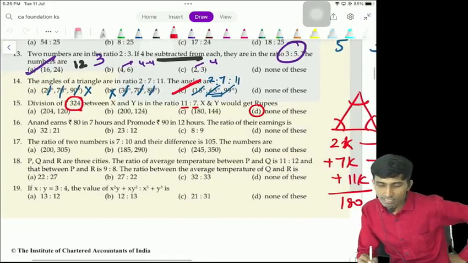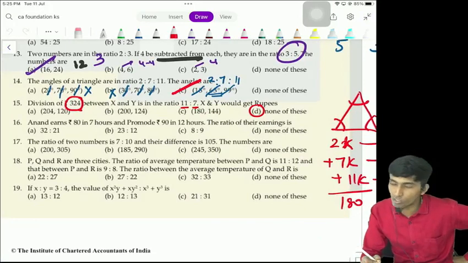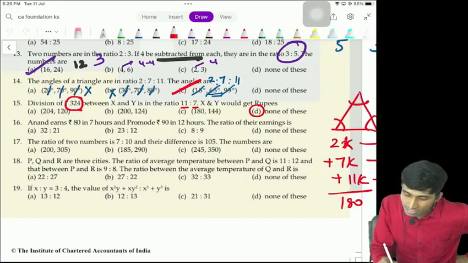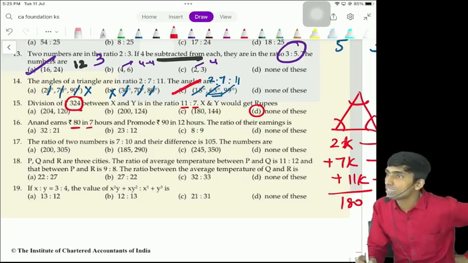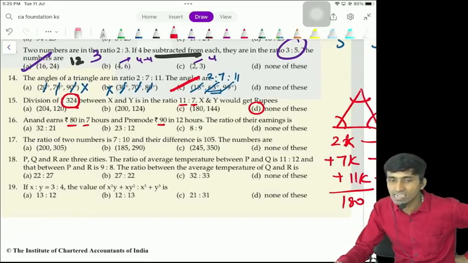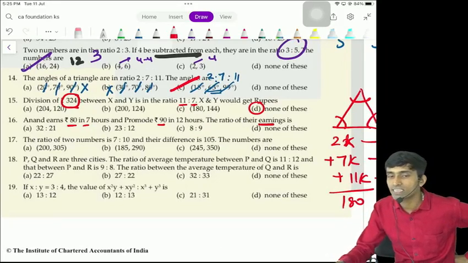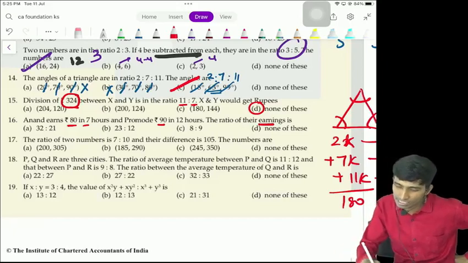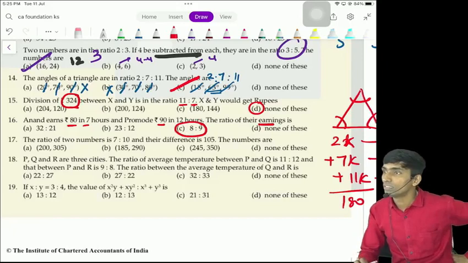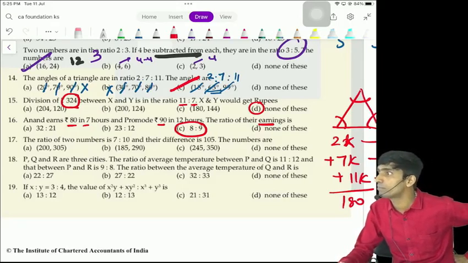Next. Shall we proceed? This is the question I was talking about. See, Anand earns 80 in 7 hours and Pramod earns 90 in 12 hours. Directly now they are asking you the ratio of earnings. So remember, you can't take directly 80 by 90. See, 8:9 is also given. If you do this, now it's wrong because the base is not the same.